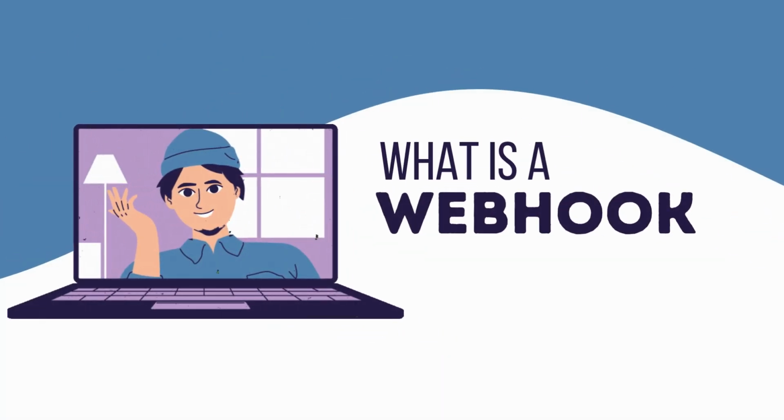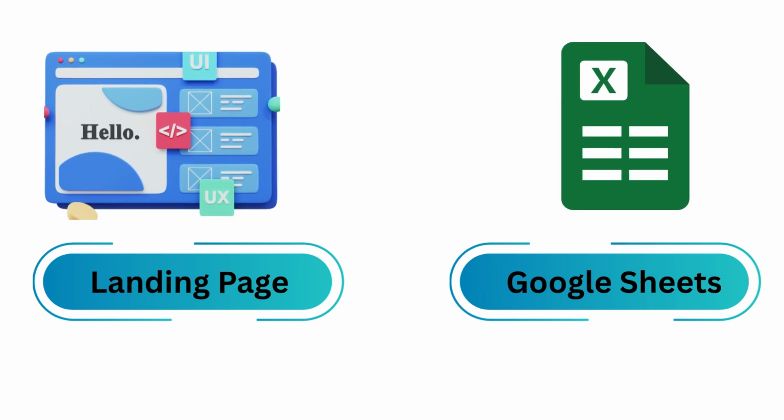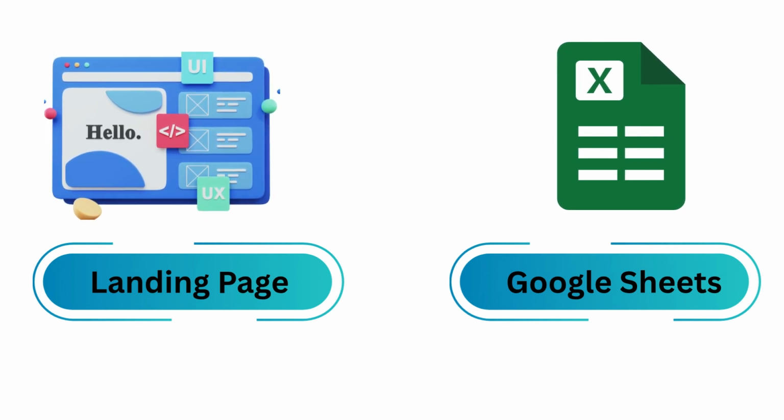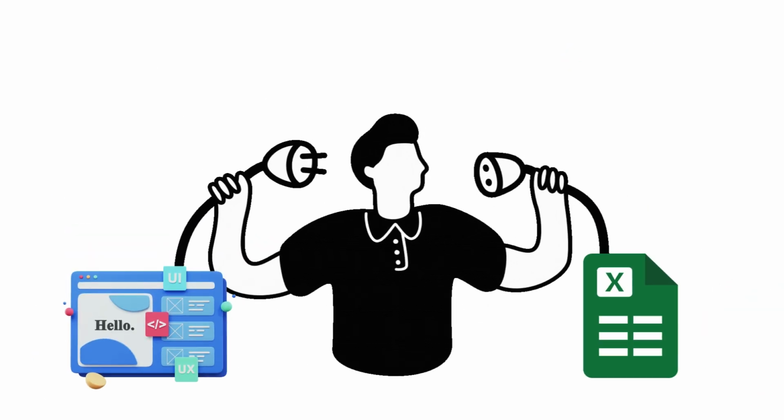You may have come across the term webhook in many applications. So, what is a webhook? Let's say you have a one-page website where you want to collect the user profile and save it into a third-party application such as Google Sheets. How would you connect them together?